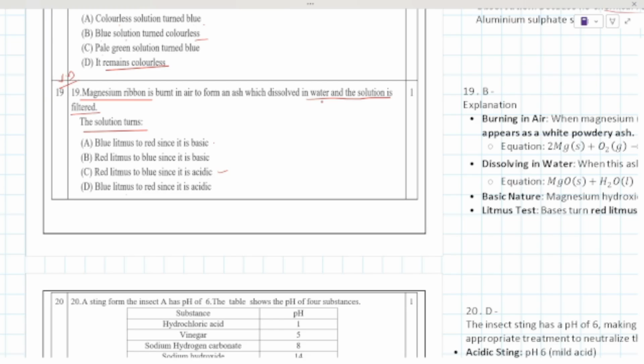The first one will be red litmus to blue, because it is basic. Okay, magnesium ribbon, so here it will be option B. We can say option B. Now let's see the explanation.